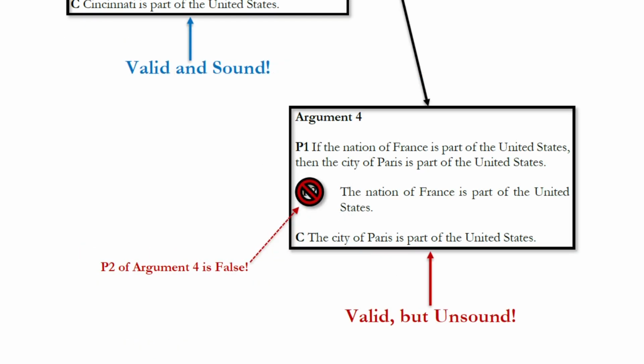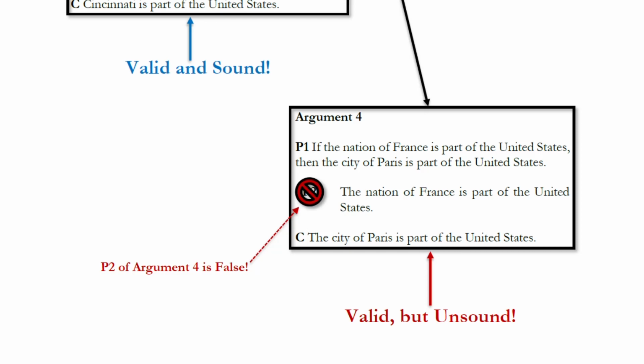Now let's consider argument 4. Premise 1. If the nation of France is part of the United States, then the city of Paris is also part of the United States. P2. The nation of France is part of the United States. Conclusion. The city of Paris is part of the United States. So first, is the argument valid? In this case, it is. In fact, it has the same exact logical structure, although not the same content, as valid arguments 1 and 3.